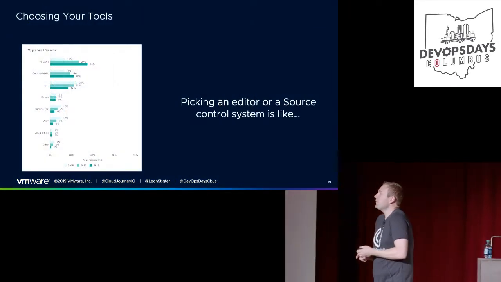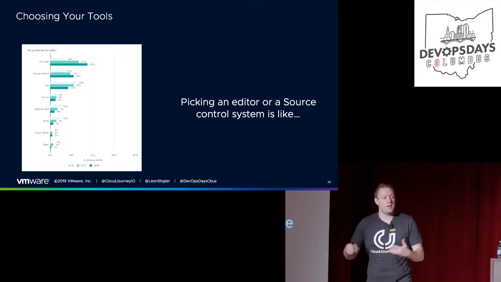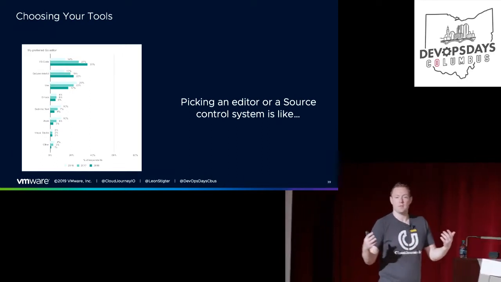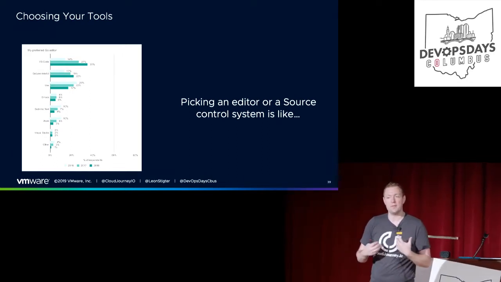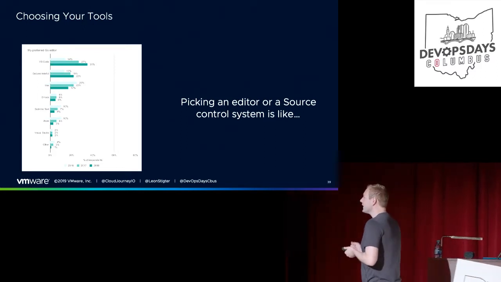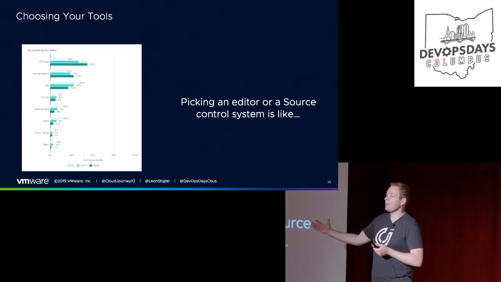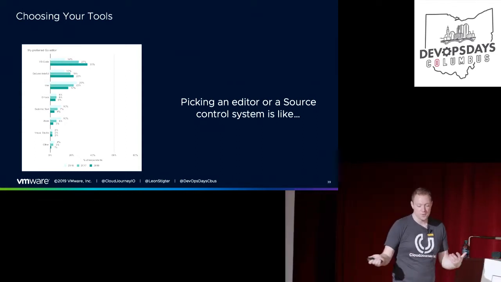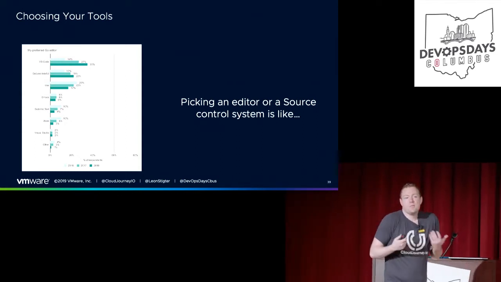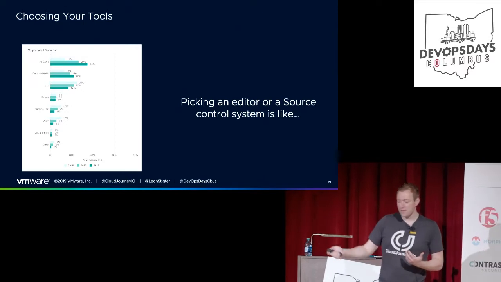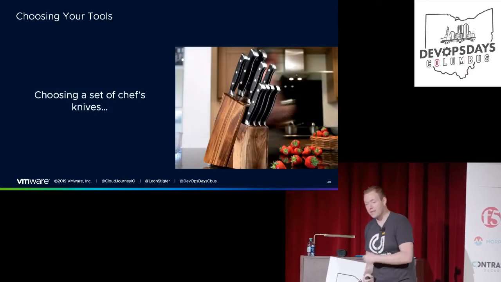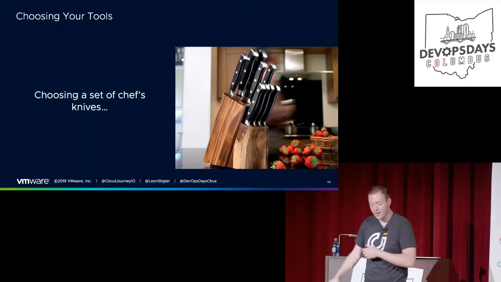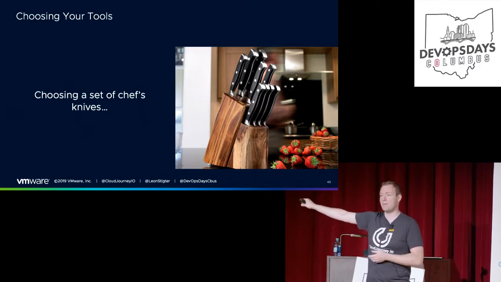So next up, let's talk about tools. I mean, a chef is going to have their favorite set of pots and pans. They're going to have their favorite kitchen equipment. As a developer, you're going to have your favorite source code editor. You're going to have your favorite source control system. So to me, picking a source control system is somewhat like a chef picking her or his favorite set of knives.